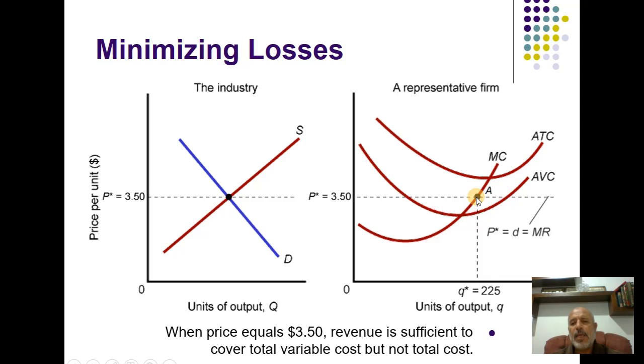So in this case, as it is clear, the price is lower than the average total cost. So here we are sure that we are making losses, but we would like to minimize losses. Point A is the point where the firm will minimize losses. If we increase the quantity more than 225 or decrease the quantity less than 225, the losses will increase. So point A is the equilibrium point that minimizes losses.